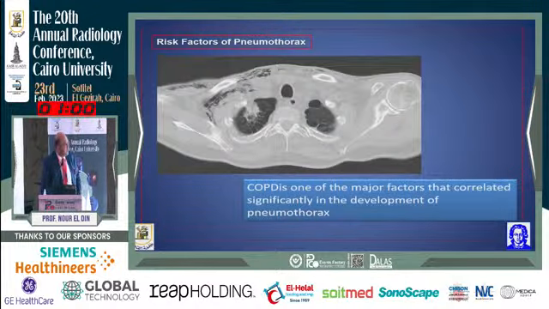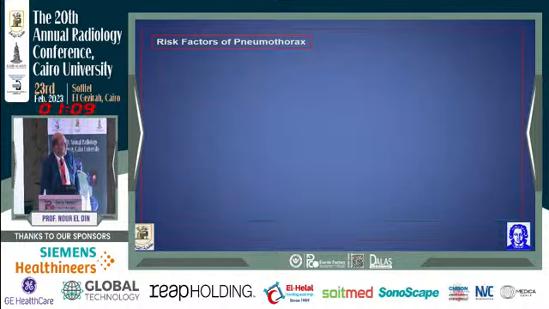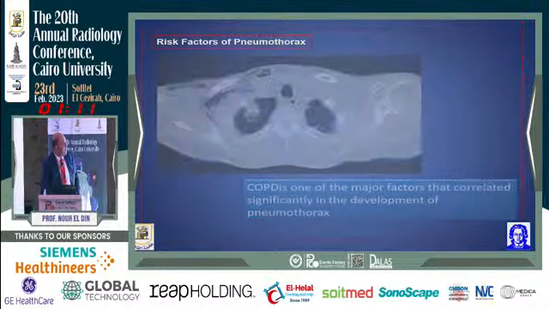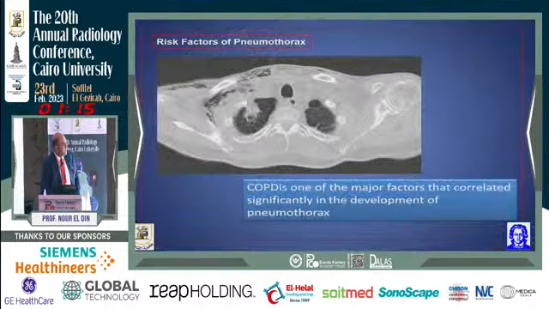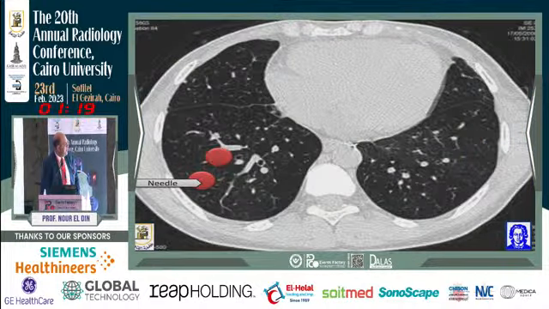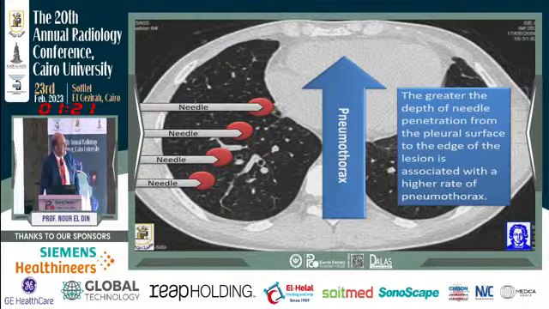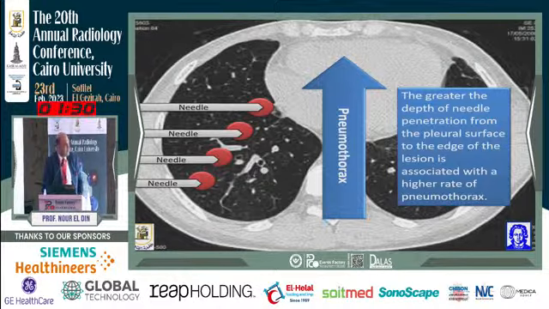I will shift to the complications. What are the risk factors for complications? Pneumothorax is one of the most common complications, and a risk factor for it is COPD. This is an example of pneumothorax that happened due to COPD. Also, the depth of the lesion: the greater the depth of the needle penetrating through the pleural surface and the lung, the increased incidence of pneumothorax.